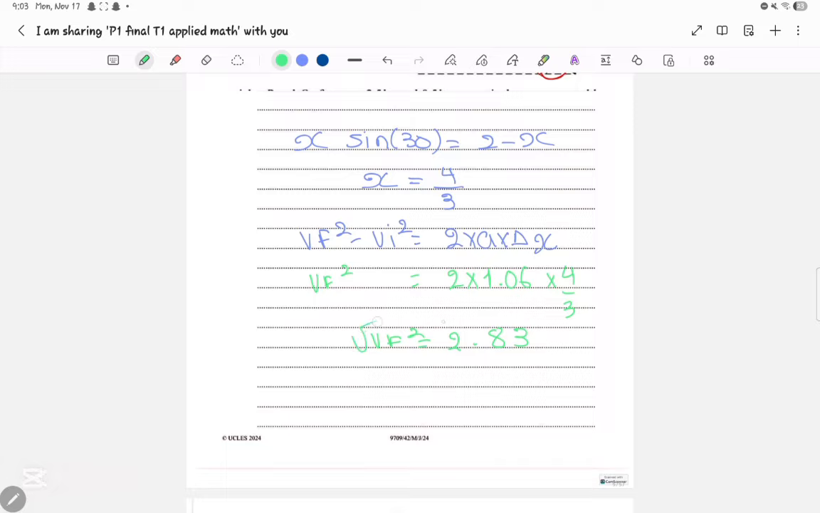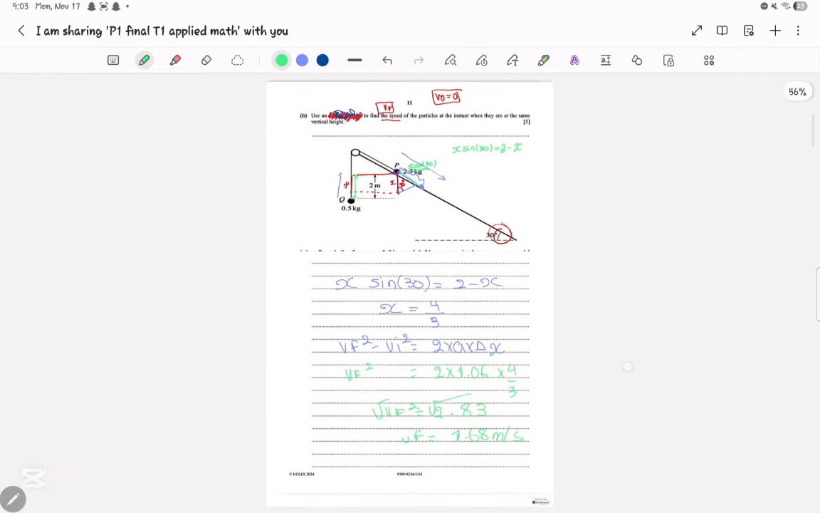And then you do radical here and radical here. You will get that V final is 1.68 meters per second. Okay, very, very important question.